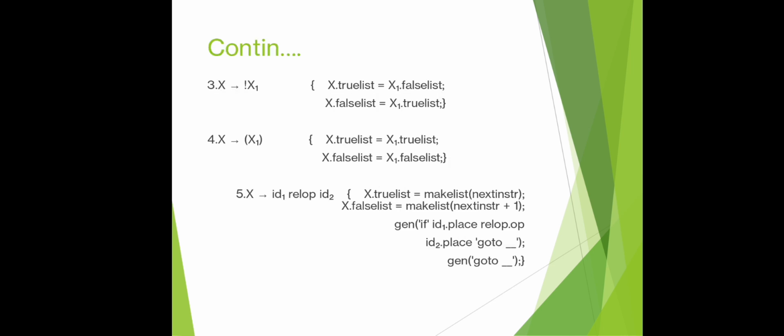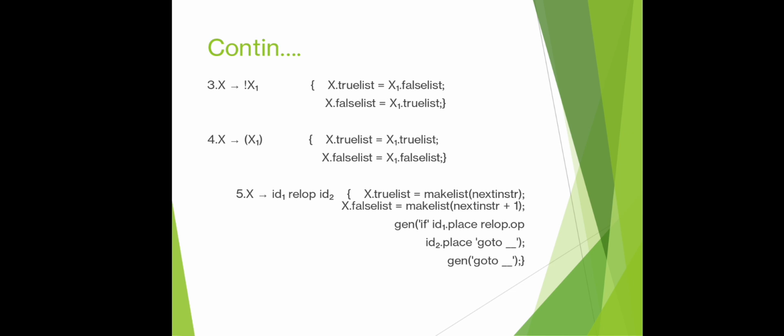Next is x produces not x1. In that, x1 is true, so x is false. So where x is false and x1 is true, it is the opposite. So it is called x not. We write the x true list from the x1 false list. And next is x produces x1 in brackets. So it is the same as x and x1. For example, x has a true list and x1 also has a true list.